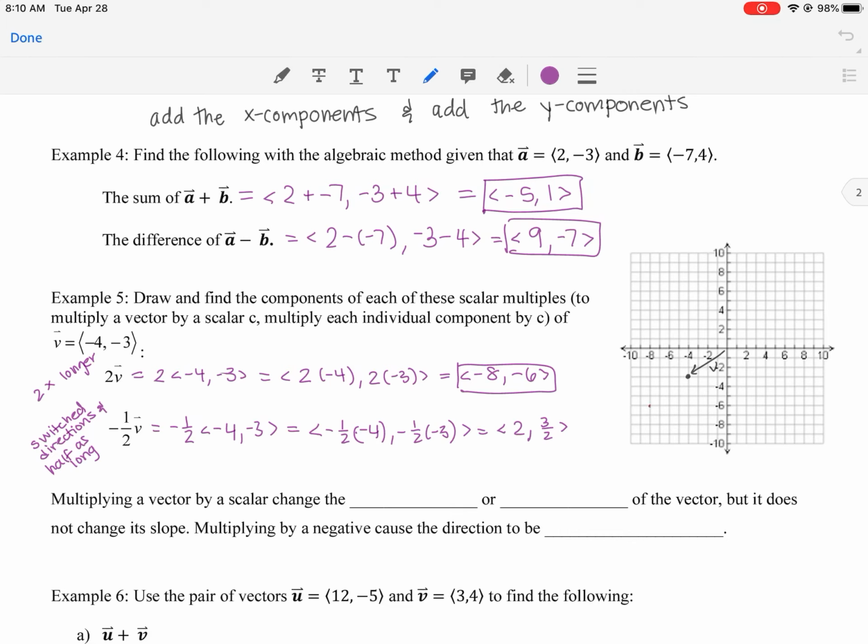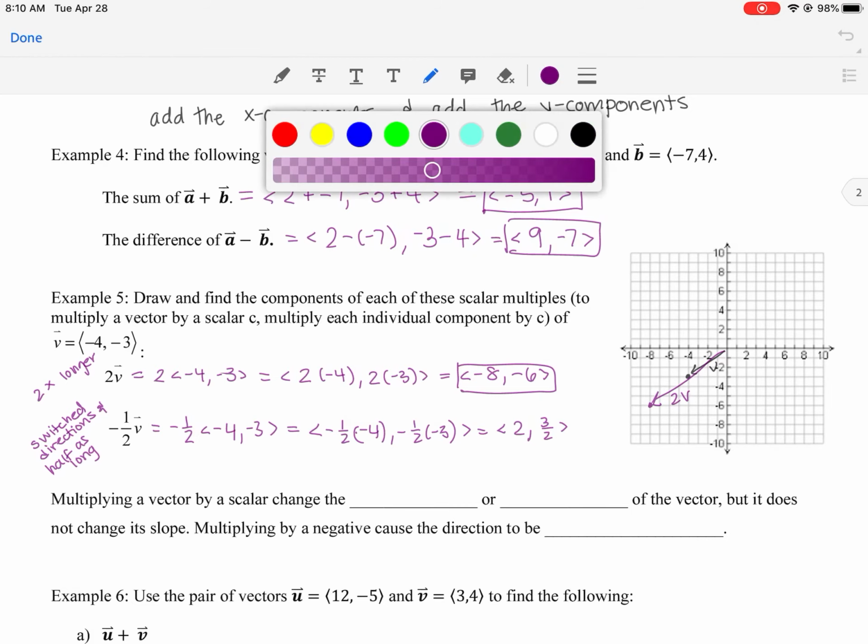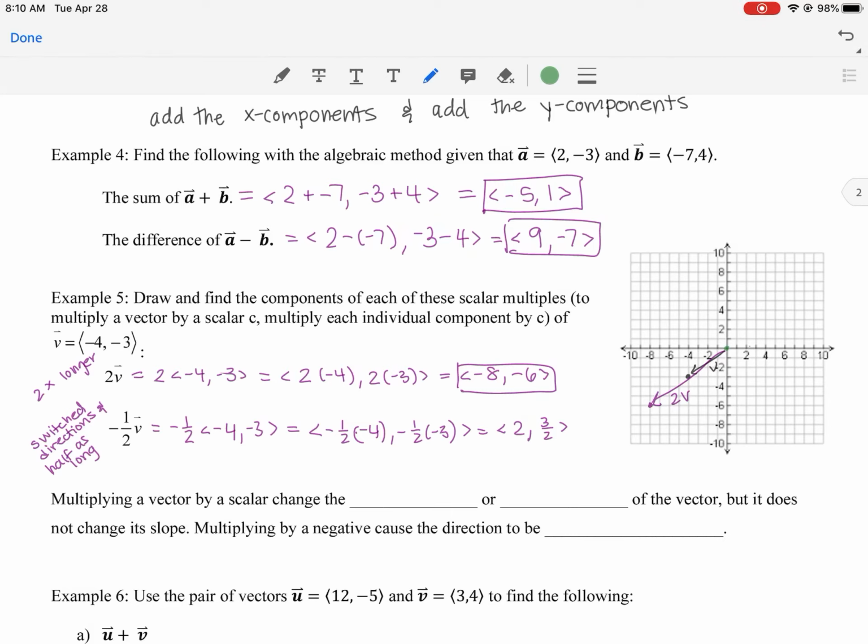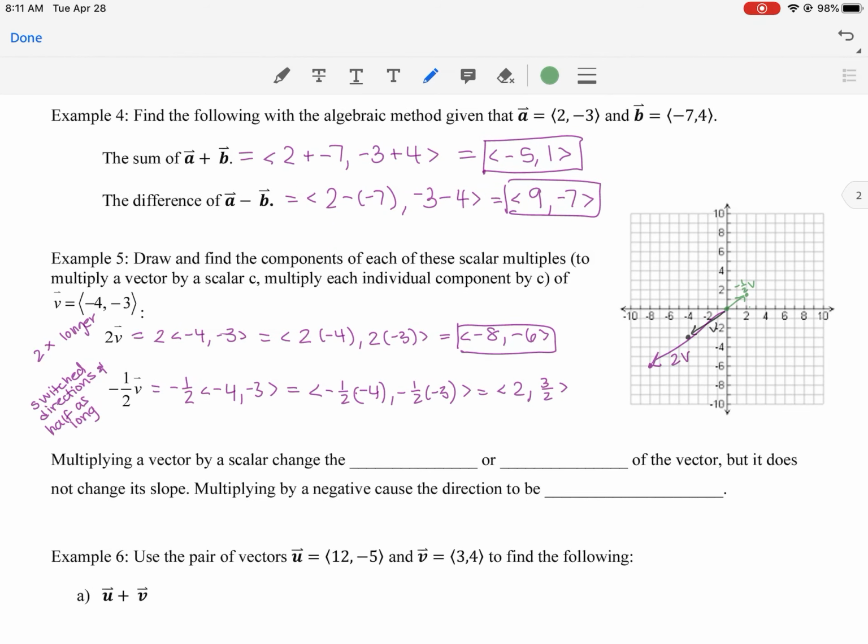And now we're going to go left 8, down 6. This is vector 2v. Okay, it is twice the distance. Okay, so now if I start here and I go right 2 up 3/2, this is your -1/2 v. So notice it is in the opposite direction, but it still has the same slope, and it is, in this case, half as long. Okay, so now let's talk about in general. And for the record, it is really twice as long and half as long. The magnitudes work out the same. Yay!